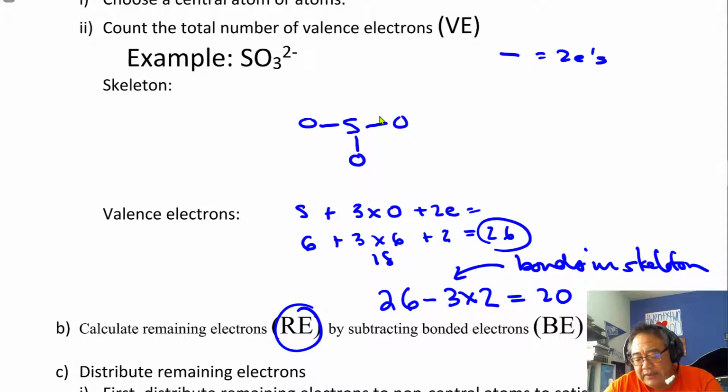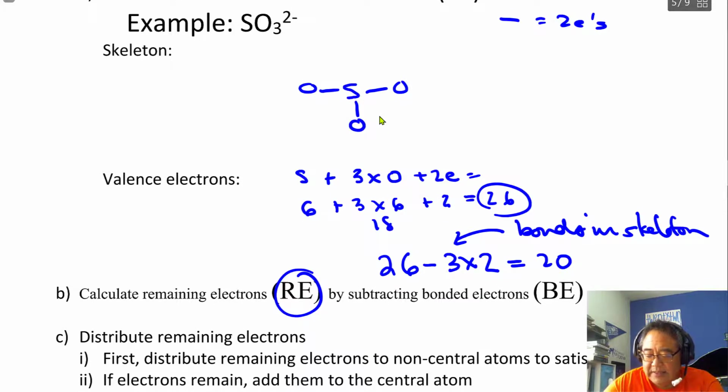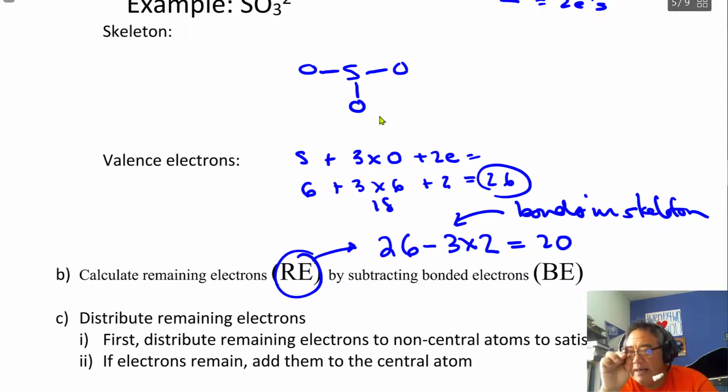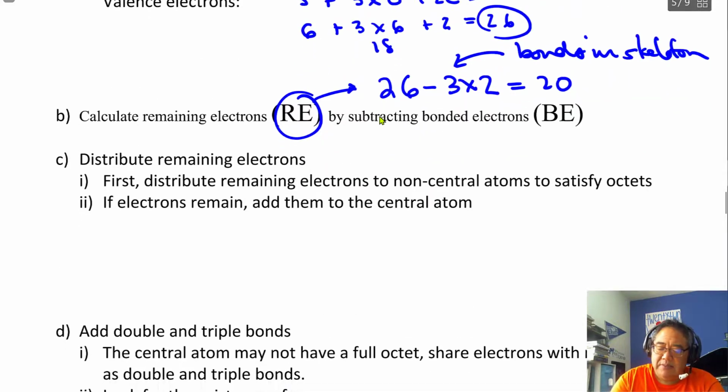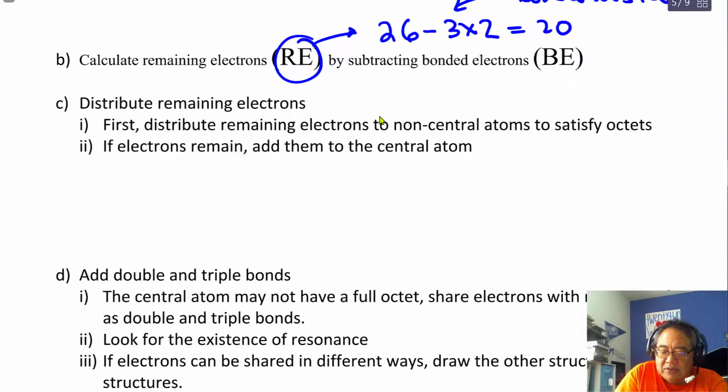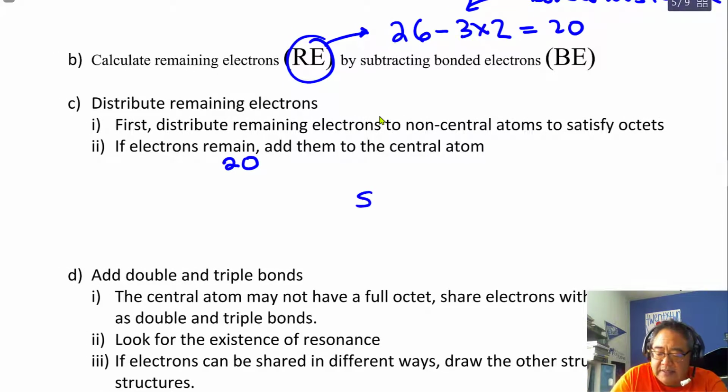Now I'm going to take the 20 electrons and distribute the remaining electrons. That's the REs. This guy here is the RE. We're going to distribute them around the outside atoms first and then to the central atom last. So I'm going to do that here. I'm actually just going to redraw it. So I have 20 remaining electrons, and I have this as my skeleton.